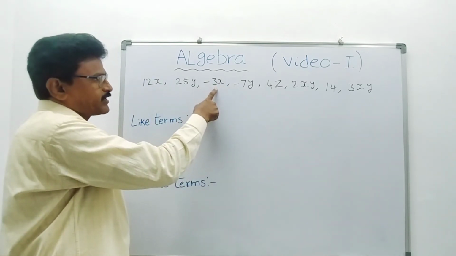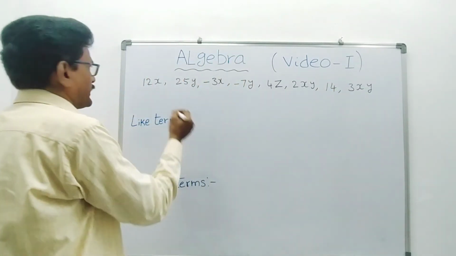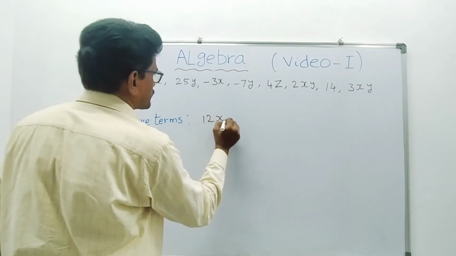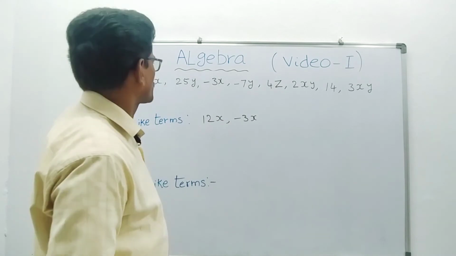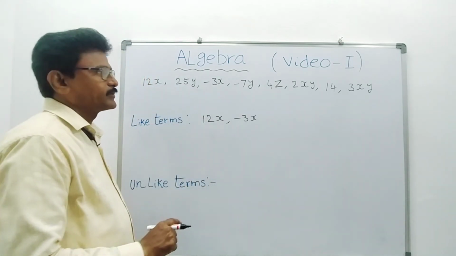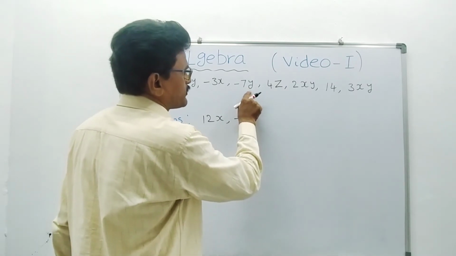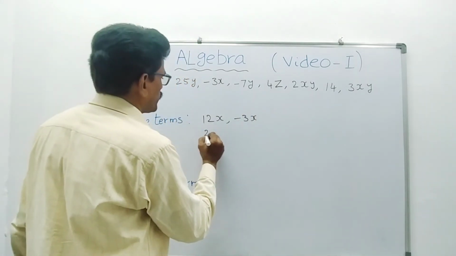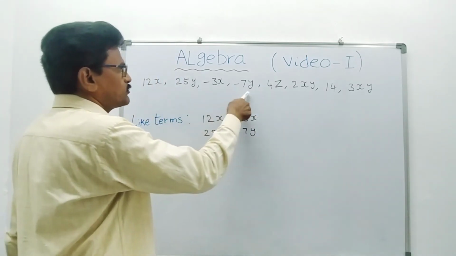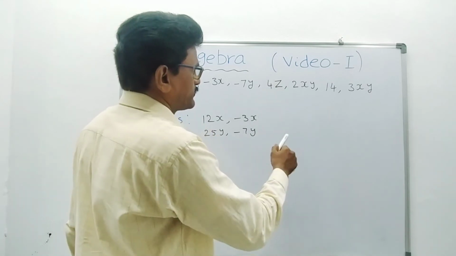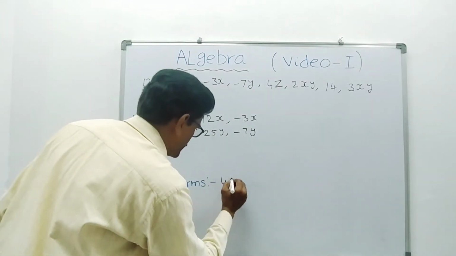Okay. Here, 12x. The numerical coefficient is 12 and the literal coefficient is x. Observe here. Is there any term like that? Here minus 3x is there. x is the literal coefficient. So like terms here are 12x and minus 3x. These two are like terms. Similarly here 25y. Is there any other term having y as the literal coefficient? Here minus 7y. So 25y and minus 7y are like terms. Now here 4z. Is there any term like that? No. So we will write here unlike term.